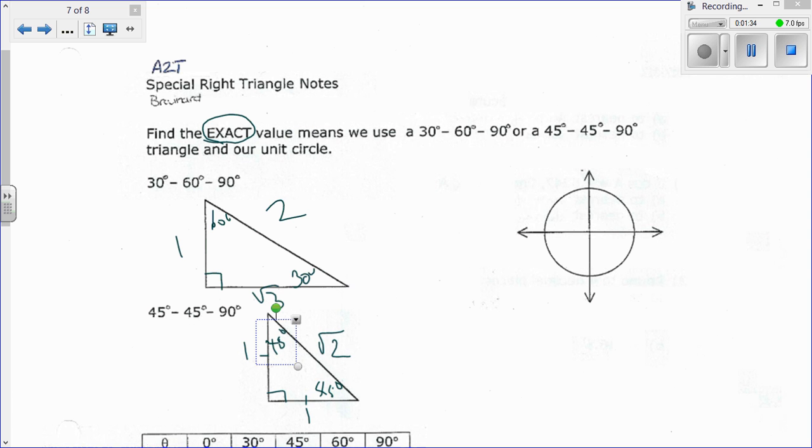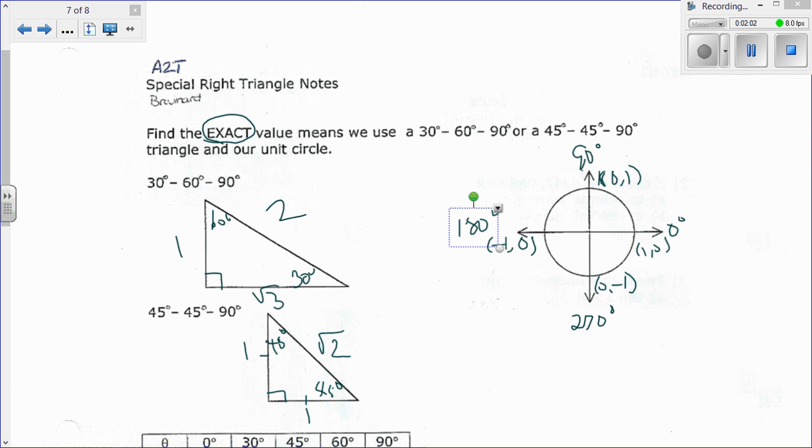Here we have our unit circle. Remember, this is the point 1, 0. This is the point 0, 1. This is the point negative 1, 0. And this is the point 0, negative 1. This is 0 degrees, 90 degrees, 180 degrees, 270 degrees, and then this brings us back to 360 degrees.